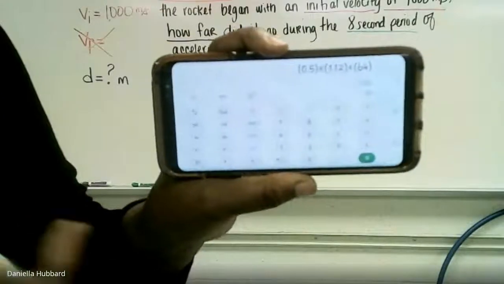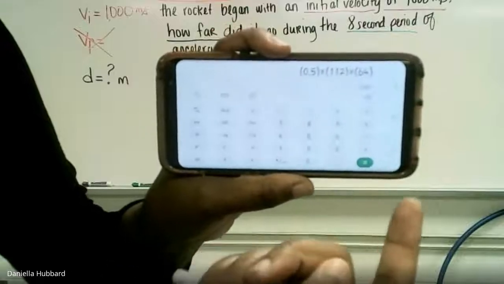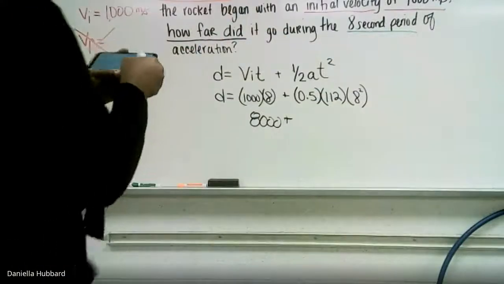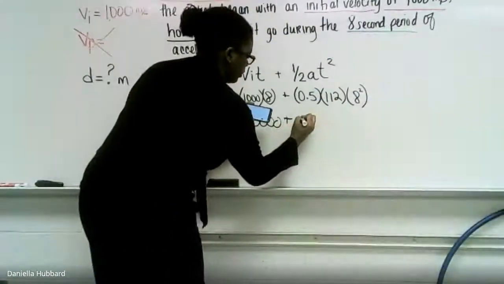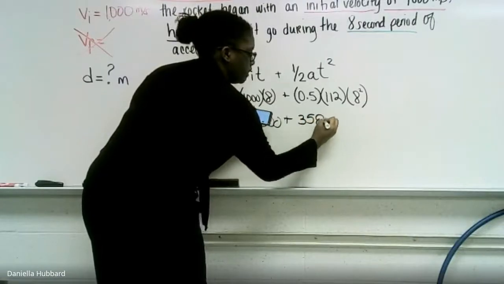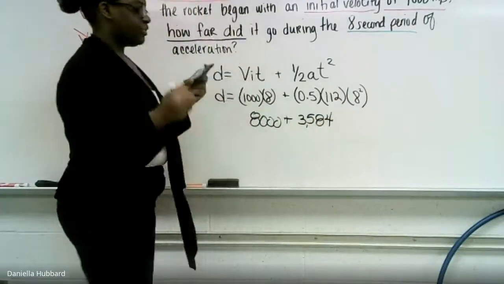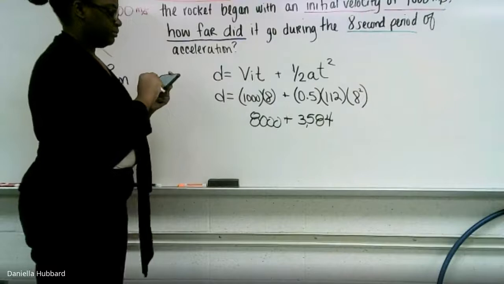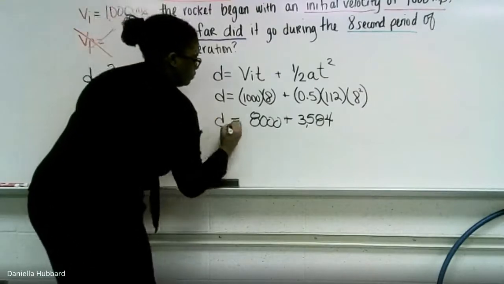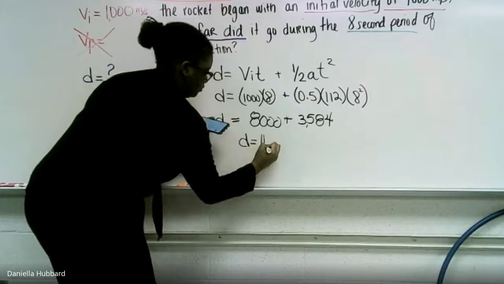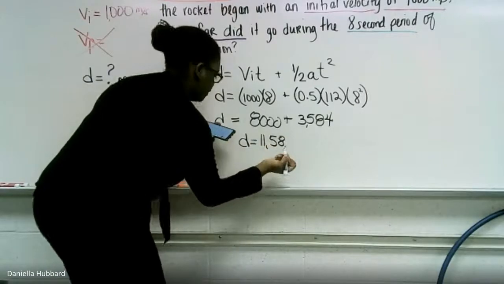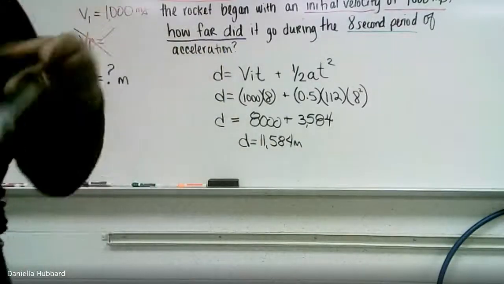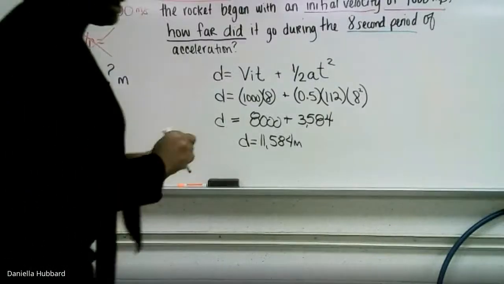That's the second part. 0.5 times 112 times 8 squared, or 8 times 8, which is 64. So this particular section of our formula is 3,584, plus 8,000, gives 11,584 meters. Get used to seeing big, funky numbers, okay?